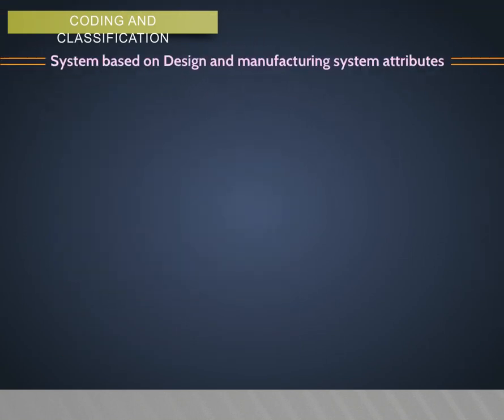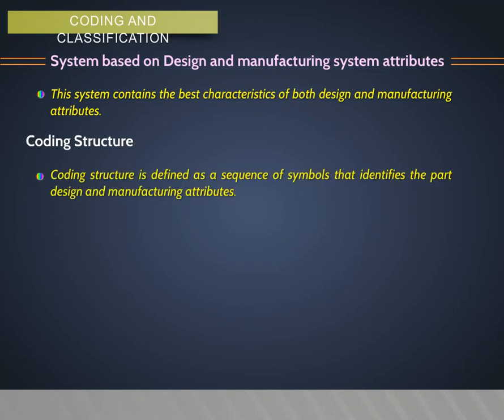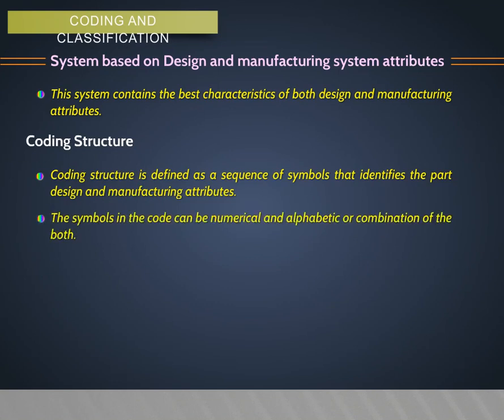System based on both design and manufacturing system attributes. This system contains the best characteristics of both the design and manufacturing attributes. Coding structure. Coding structure is defined as a sequence of symbols that identifies the part design and manufacturing attributes. The symbols in the code can be numerical and alphabetic or combination of the both.